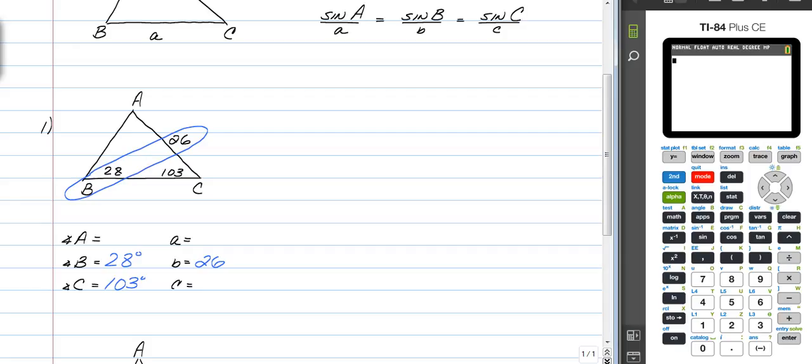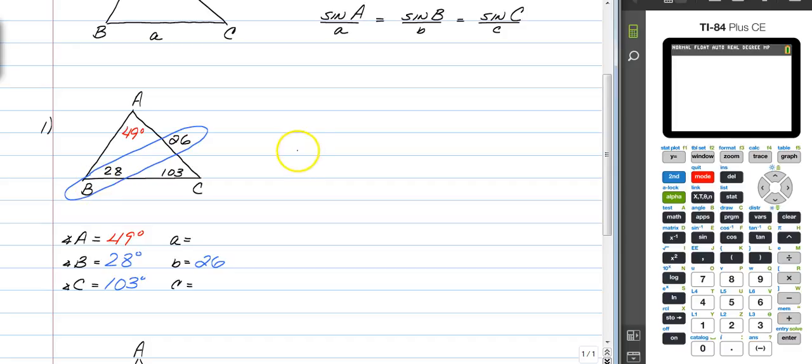Very special note: anytime you have two angles, you can find the third angle by simply subtracting from 180 degrees. Since angle A is the only missing angle, we just subtract 28 and 103 from 180, and we end up with 49 degrees. So we also know that angle A is 49 degrees. So how do we find the rest? Well, I always use the first given opposite side and angle combination.